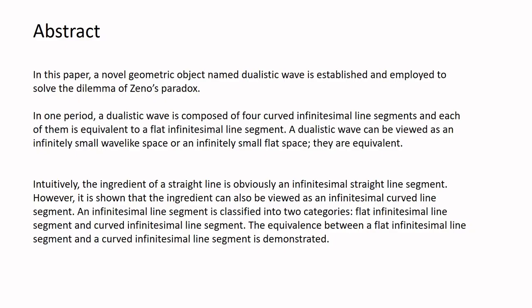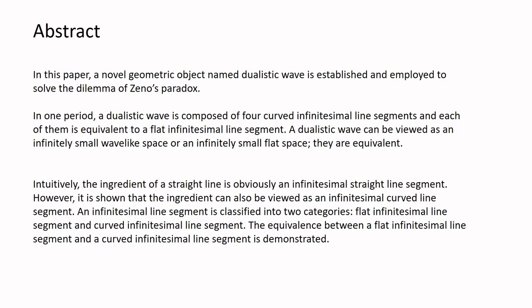This is the abstract. In this paper, a novel geometric object named dualistic wave is established and employed to solve the dilemma of Zeno's paradox. In one period, a dualistic wave is composed of four curved infinitesimal line segments, and each of them is equivalent to a flat infinitesimal line segment. A dualistic wave can be viewed as an infinitely small wavelike space or an infinitely small flat space. They are equivalent.